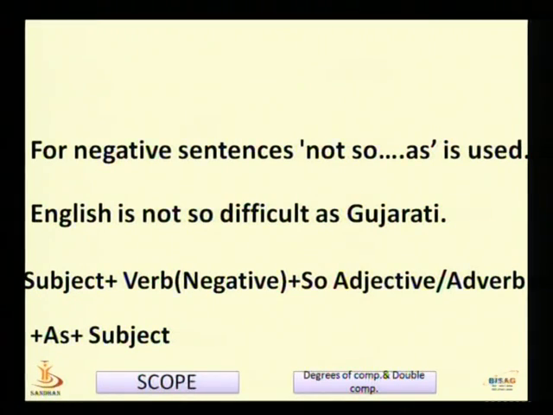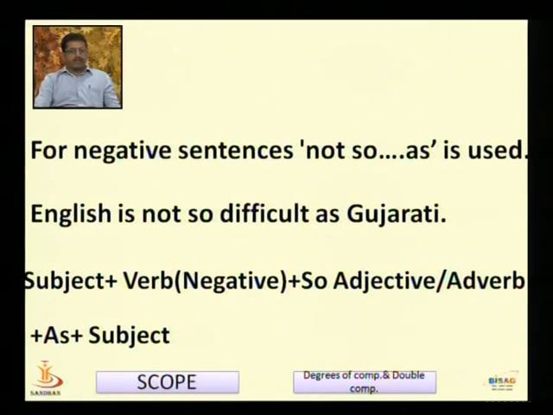For negative sentences in positive degree, we use not so as to form negative. For example, English is not so difficult as Gujarati. So the sentence pattern of the negative sentence in positive degree is subject plus verb negative plus so, adjective or adverb plus as plus subject.